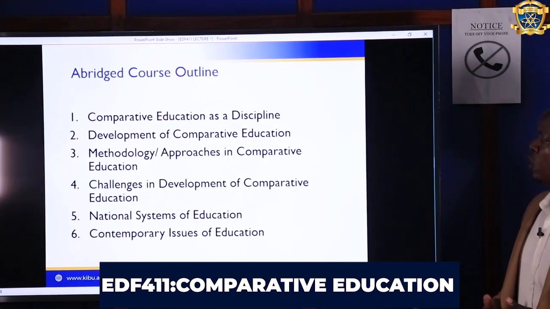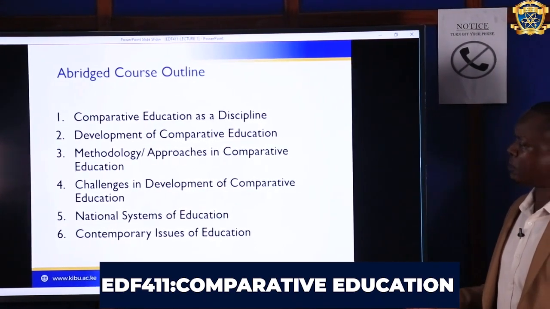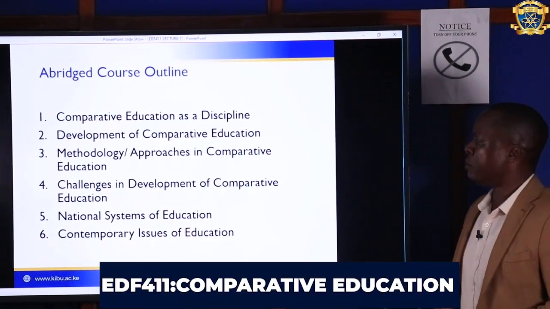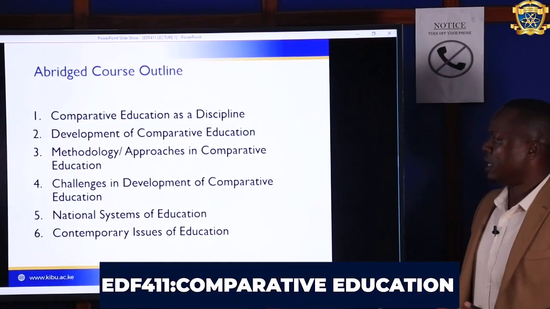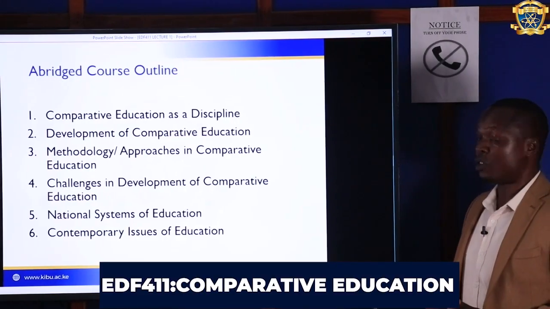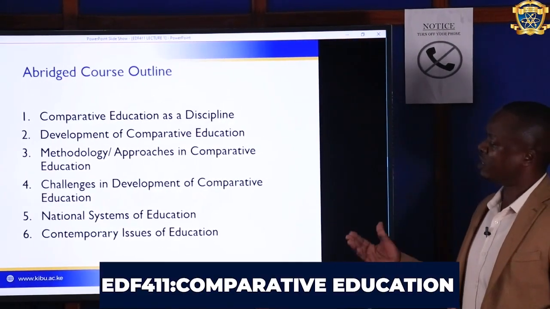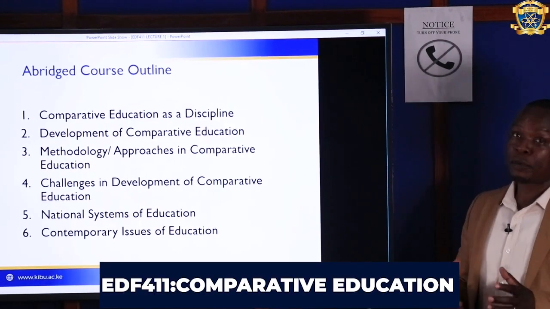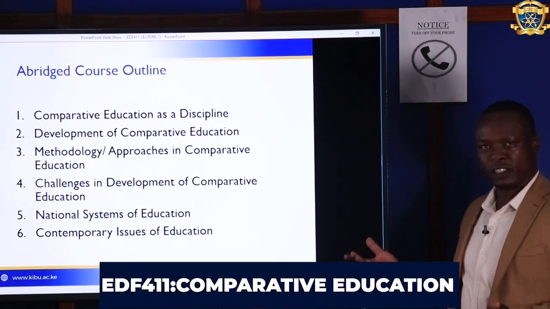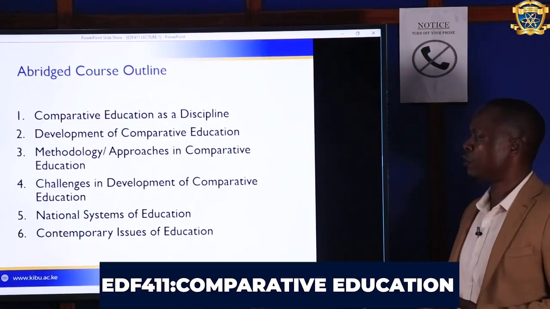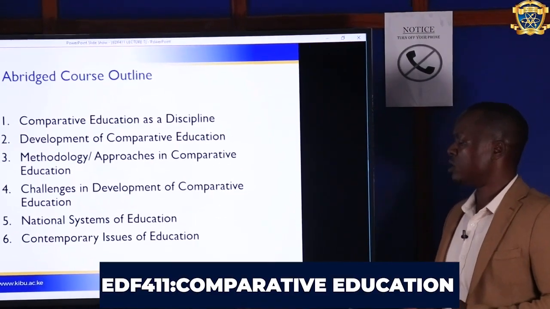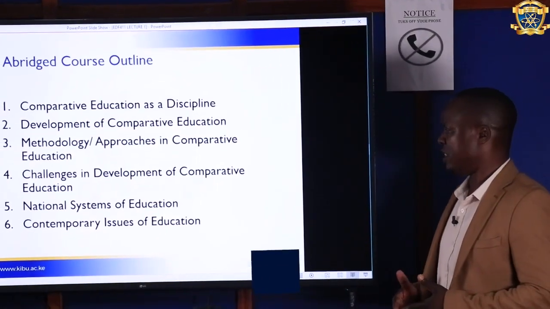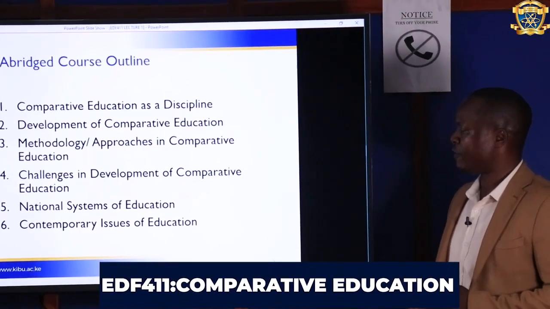And then we will look at how exactly you study comparative education, what we call the methodology or approaches to comparative education. As a field of study, it's not without challenges. So we'll also look at challenges in development of comparative education. And then we'll look at sample systems of education for the sake of comparisons. We cannot be talking about comparative education without looking at specific systems which can then be compared with each other to see what we can learn from them.